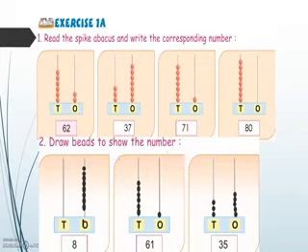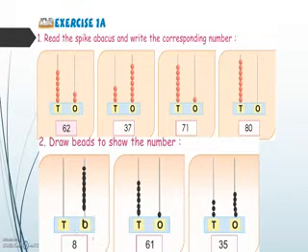Now look at the second question here. Draw beads to show the number. Here we can see 80 is written below. We have to draw the beads. 80 is 8 tens, so we have to put 8 beads in the tens rod. 1, 2, 3, 4, 5, 6, 7, 8. And there is no ones digit, so in the ones rod no beads should be put.